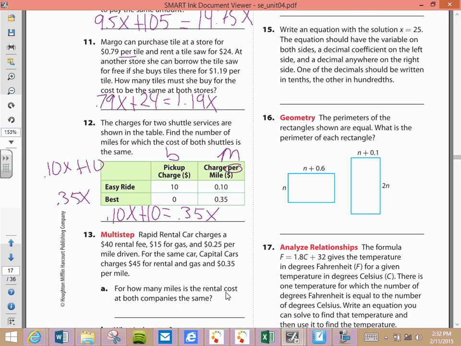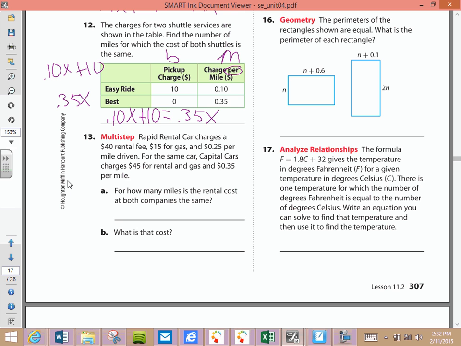All right, we're not done. So let's do 13 very quickly. By the way, this was on your test. It was easy. So a rapid rental car charges a $40 rental fee, which is flat, $15 for gas, and 25 cents per mile. That is my m, right? So I will have 0.25x plus 40 plus 15, and that equals this guy over here, 0.35x plus the 45 that they charge. That's it, right?